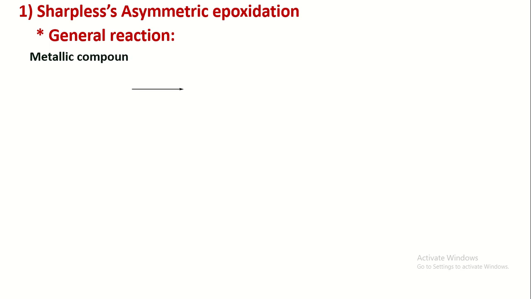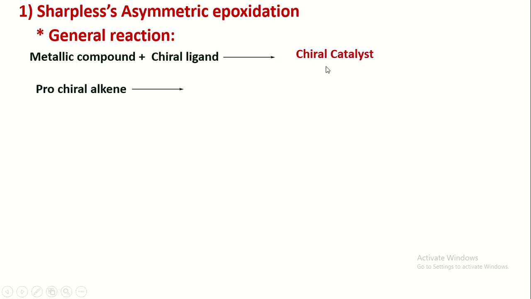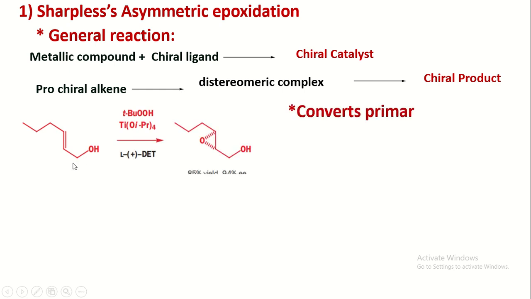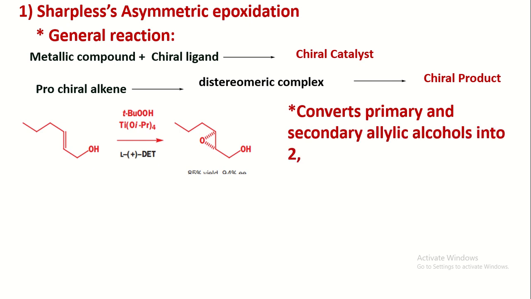In the general reaction, the metallic compound reacts with chiral ligand to form the chiral catalyst. This chiral catalyst easily approaches the prochiral alkene to give the chiral product through a diastereomeric complex. In Sharpless asymmetric epoxidation, generally primary or secondary allylic alcohol is converted into 2,3-epoxy alcohol.